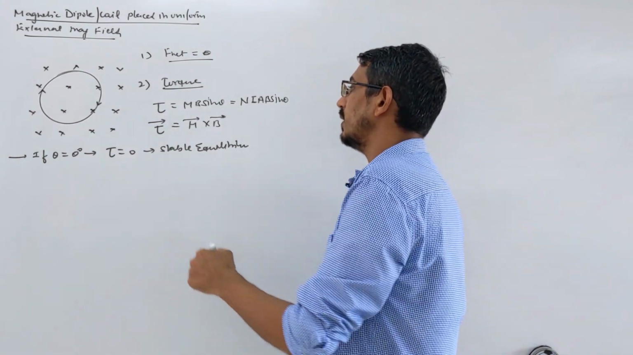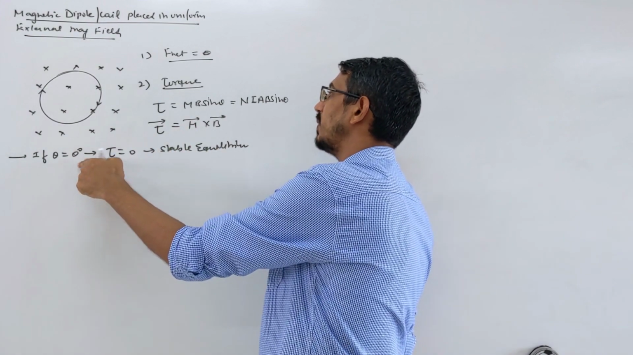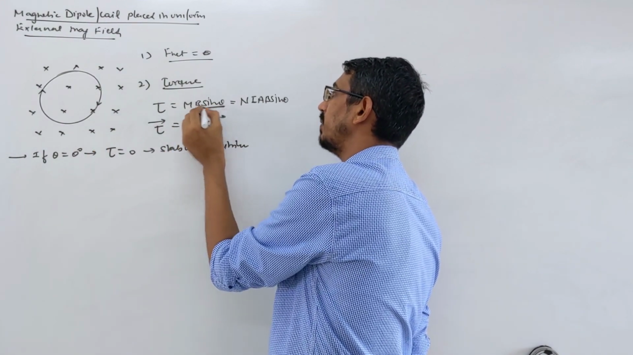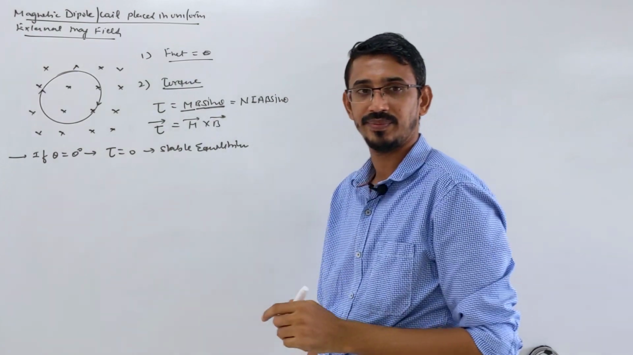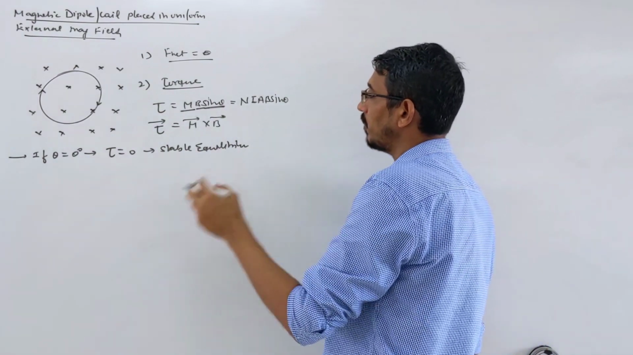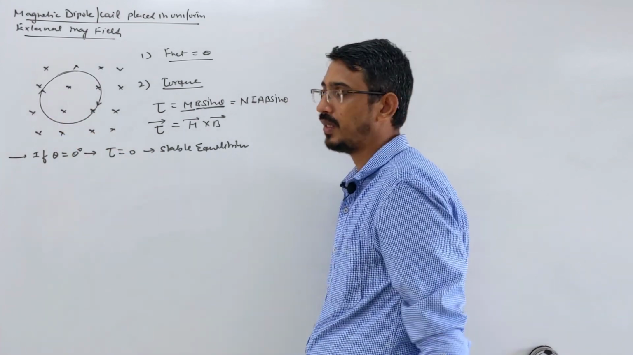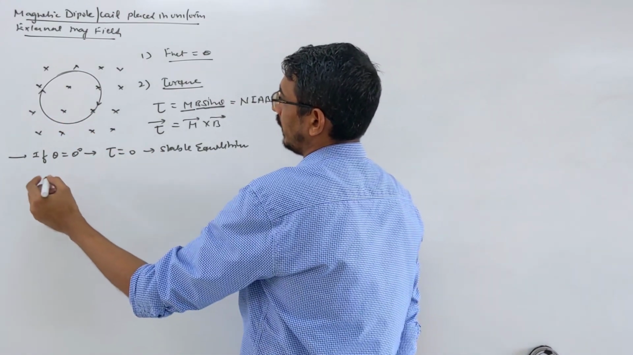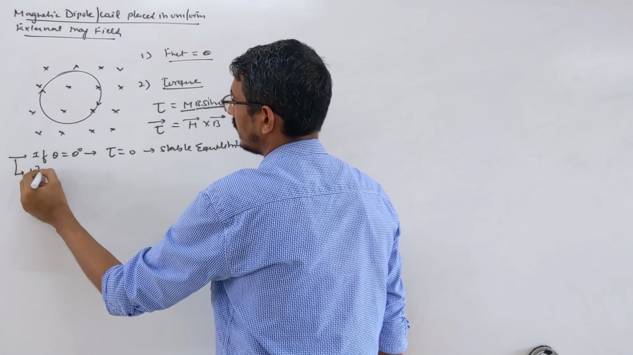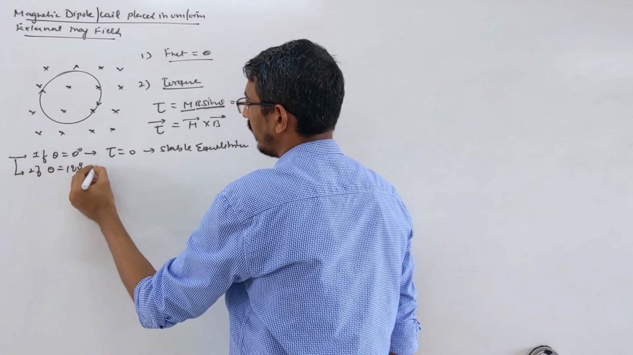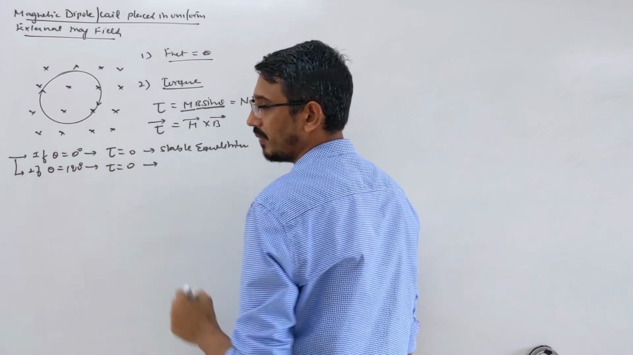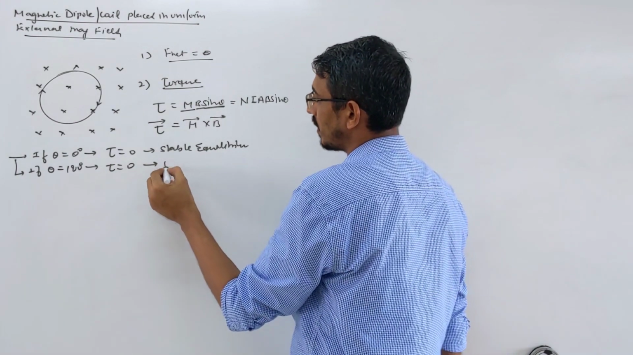Okay. Yes. So watch carefully. This angle theta is between what? Magnetic moment and magnetic field. Correct? So magnetic moment is always perpendicular to your coil. Keep that in mind. Okay. Suppose theta is 180 degree. Then again torque is 0 only. But this is called what? Unstable equilibrium.